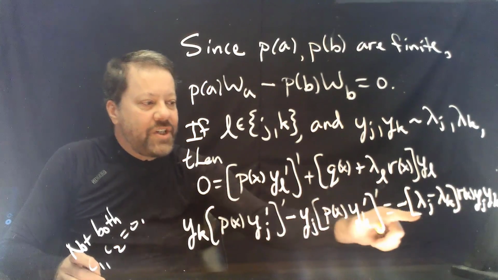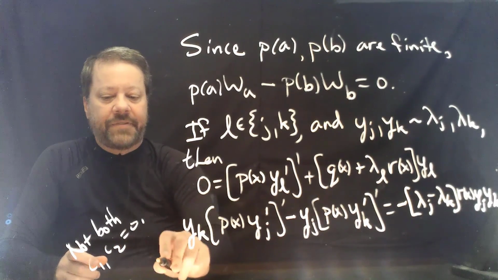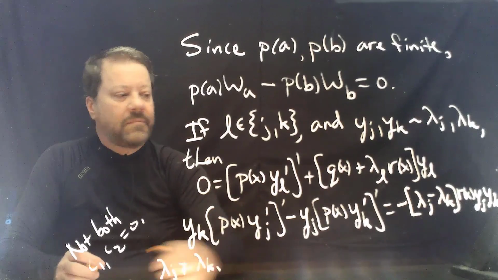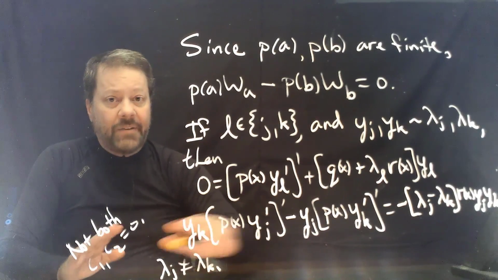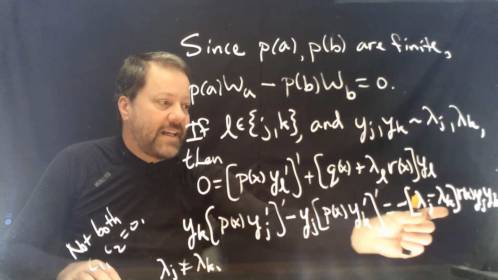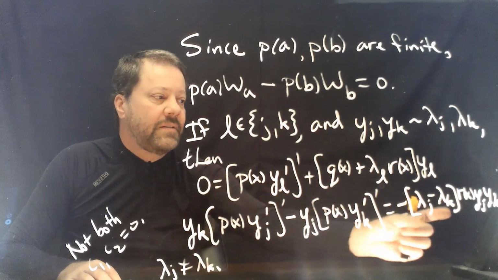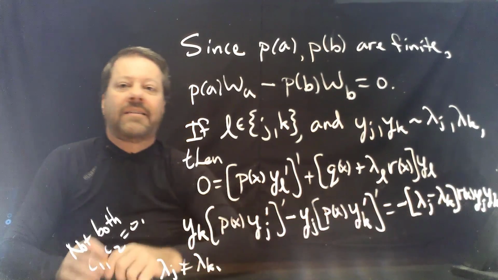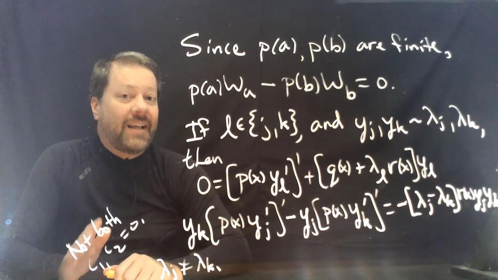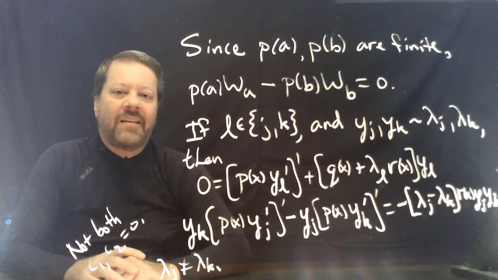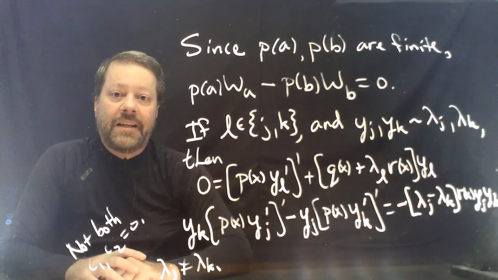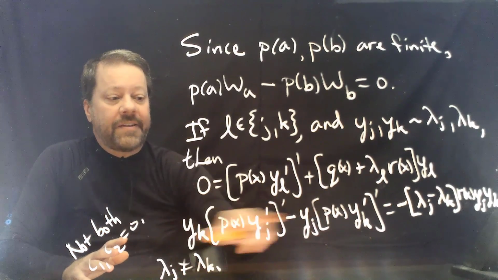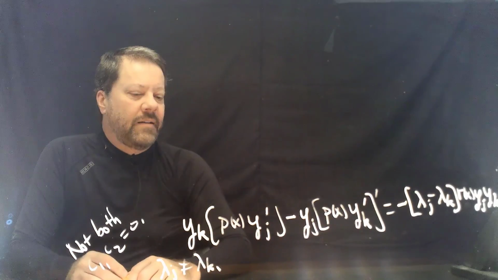Now, since lambda j and lambda k are assumed to be different, if we integrate both sides, the right-hand side will have a non-zero factor times the weighted inner product of yj and yk. Remember, two functions are orthogonal if their inner product is equal to 0. So the goal will be to show that the other side is in fact 0.